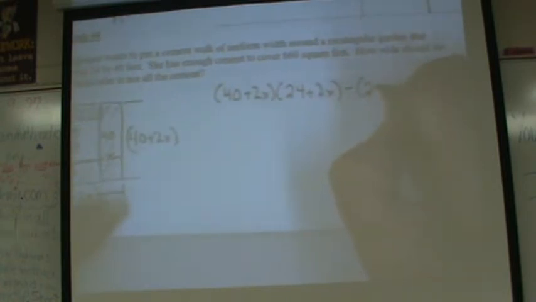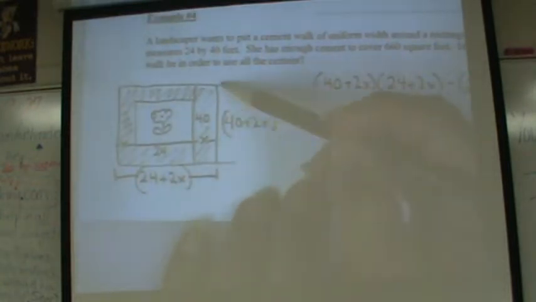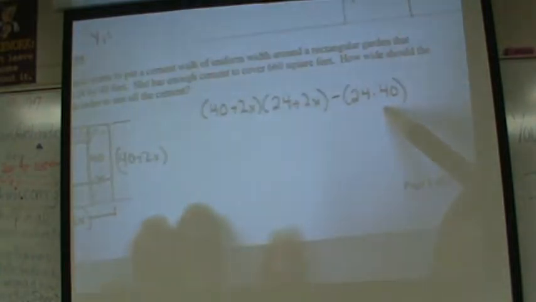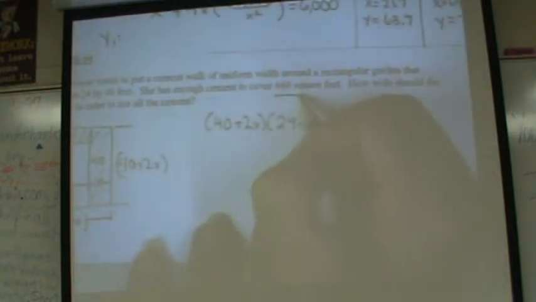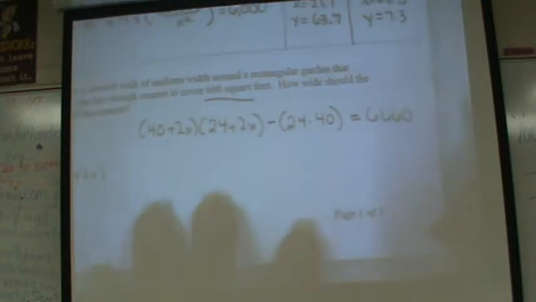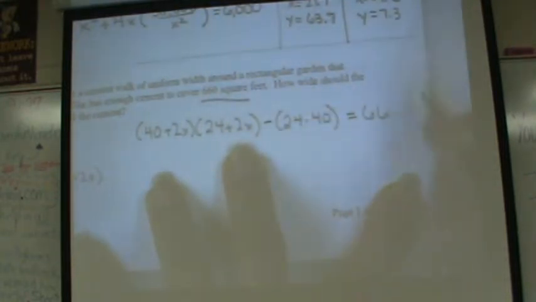We're going to take the area of the garden out. So we have a 24 by 40 garden. We're going to remove that area. So think of it as we find the area of the whole thing, we remove the area of the garden. Pop that out. And how much cement do we have to work with? We're going to set this equal to 660.